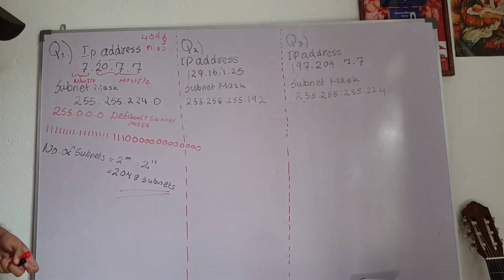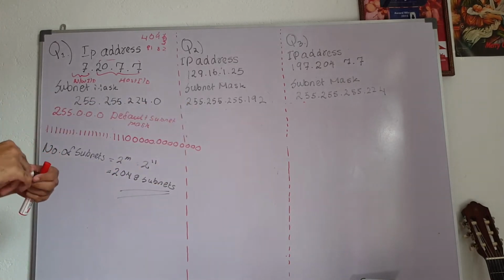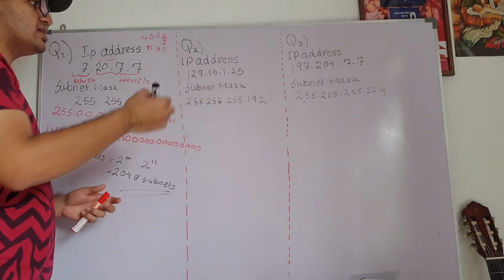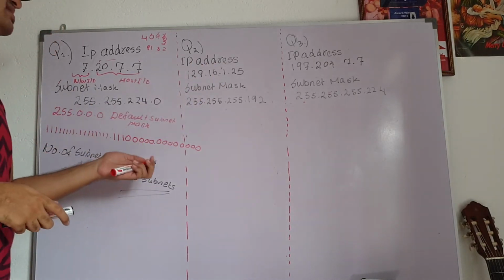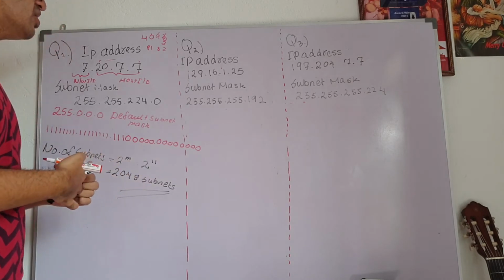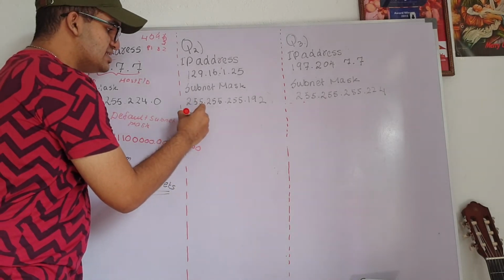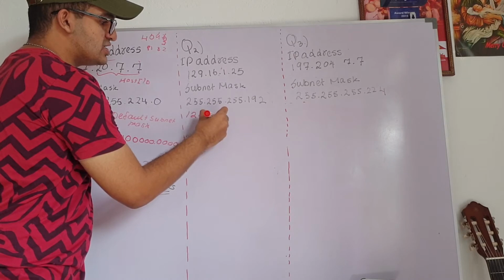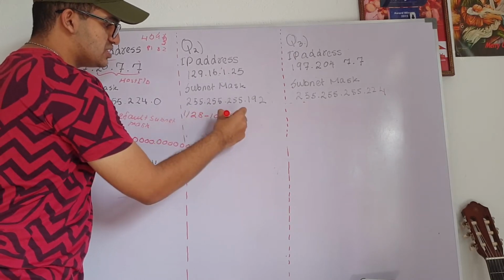So now that we found the number of hosts and the number of subnets in this question, we are going to move to this question right here, and let's see what it says. The IP address is given this way, so you can figure out that this is a class B because this ranges from 128 to 191. This is the range of class B.